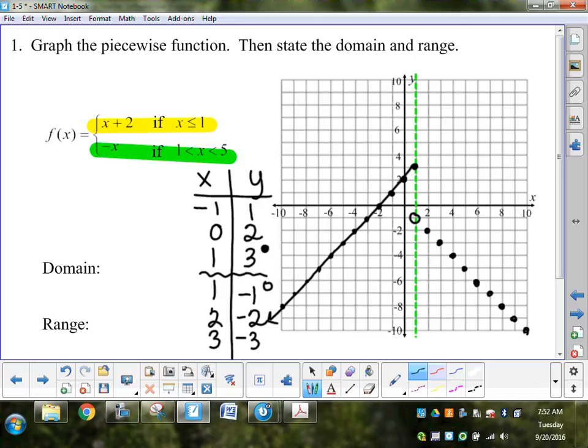We're going to stop at 5. Do I put an open circle at 5? Yes, you do. So at 5, because it goes up to but does not include that value.